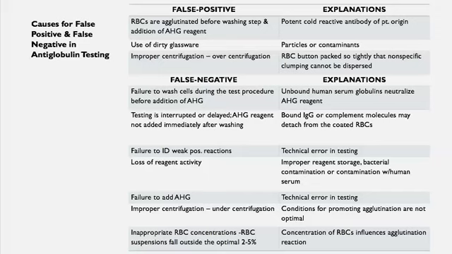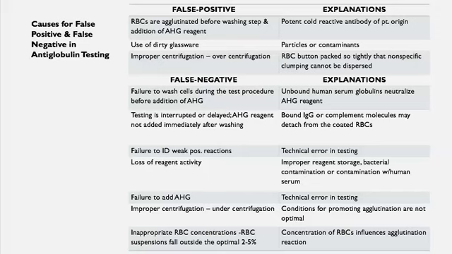So false positives could be if the red cells are agglutinated before that wash step and before the addition of the AHG reagent. So if they're already agglutinated before that, but then you're reading that reaction after that wash step and after the AHG, then they're still going to look like they're agglutinated. If you're using dirty glassware, there might be some particulate matter there that you misinterpret as agglutination. Improper centrifugation, so specifically over centrifugation.